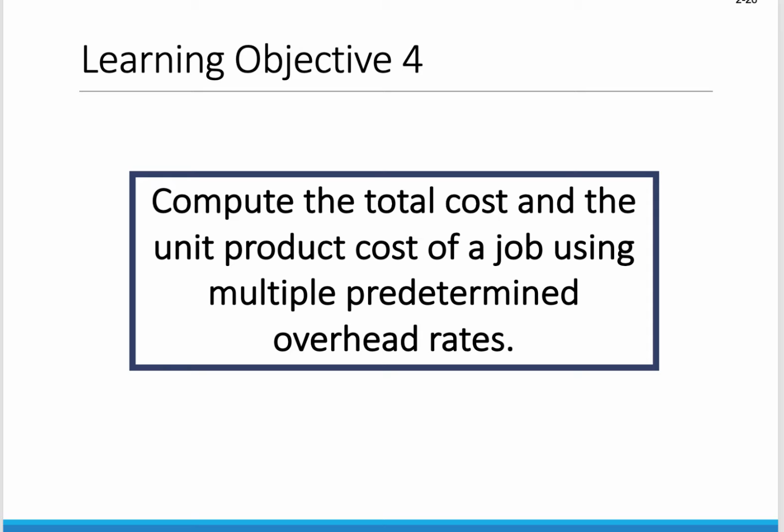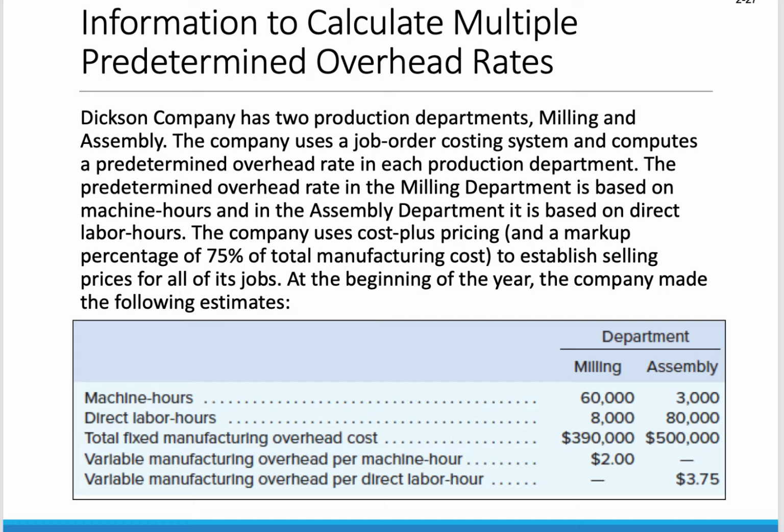Now, like I said in the previous video, if you understood what we did in video 2 on how we calculate that single predetermined overhead rate, this will be easy, okay? There is a little bit of a hitch, so to speak, when it comes to applying the predetermined overhead rate, because we have to make sure that we apply the correct rate to the correct job. So let's dive right in and look at a quick example here.